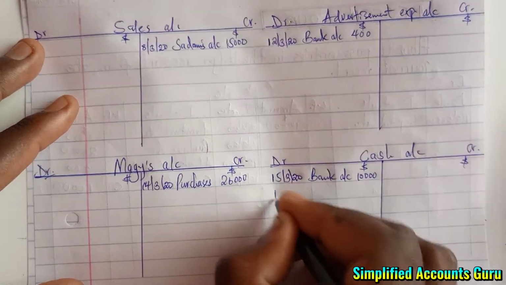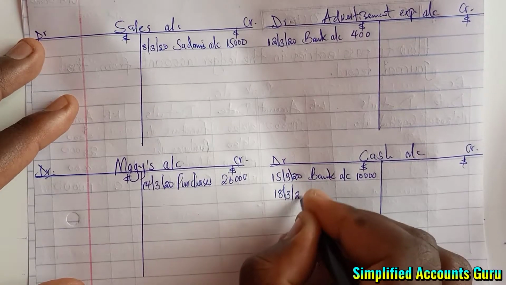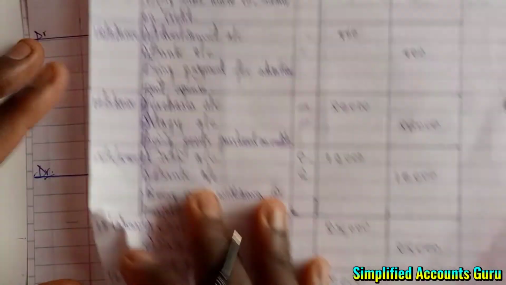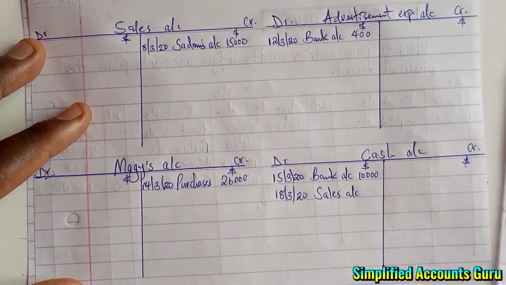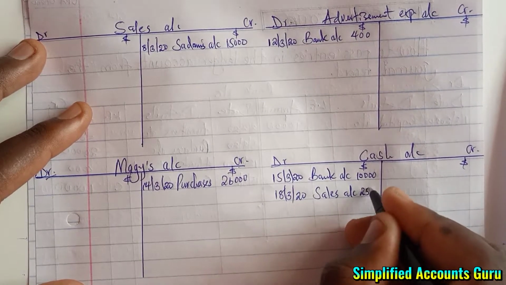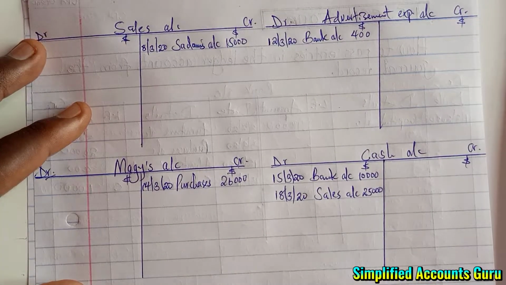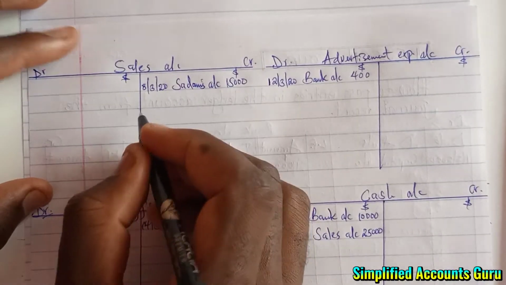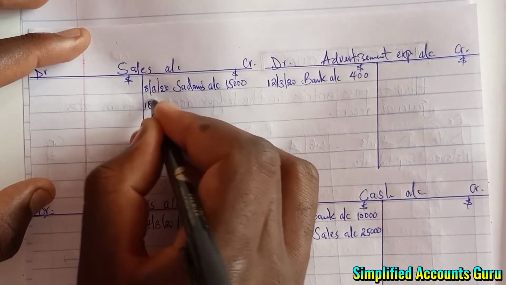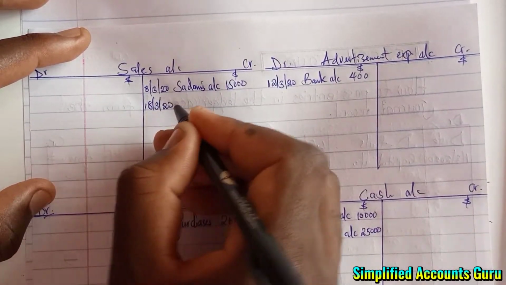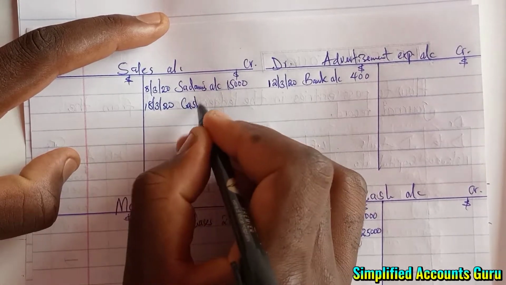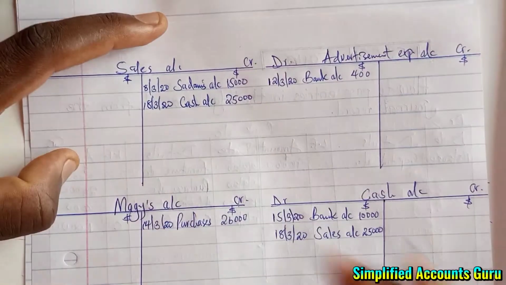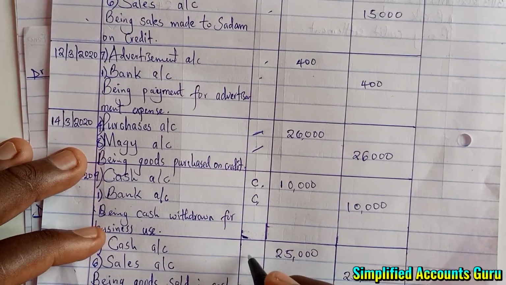On 18th March 2020, you can say here sales account giving us what? The amount is 25,000. Then the sales account here, we say on 18th 2020, sales in cash. So it is cash account 25,000. We are done with these two.